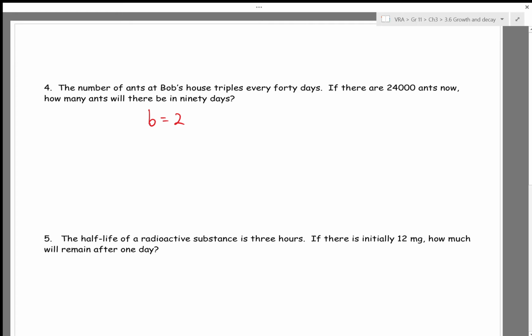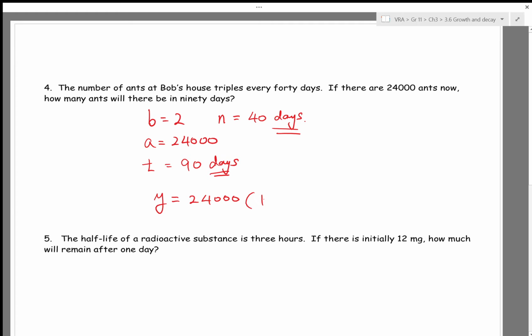Now if there are 24,000, so A is then 24,000, and N says 40 days, so I'll say 40 days. I will put the unit so that I don't get confused. And then T says 90 days, so it will be 90 days. Now make sure the units of N and T are the same, okay? They have to be the same. So Y equals 24000, 1 plus 2, then 90 over 40. And all we have to do is just calculate this.